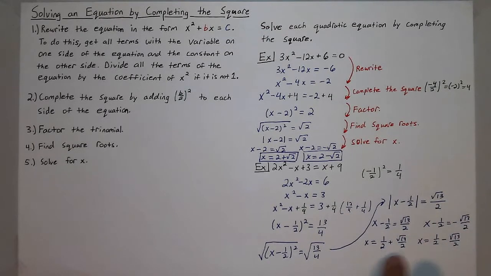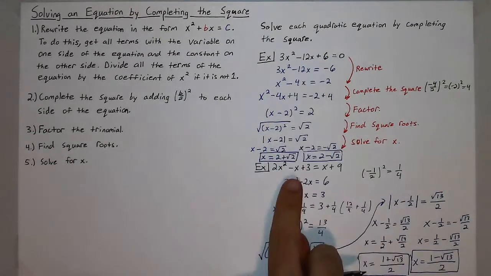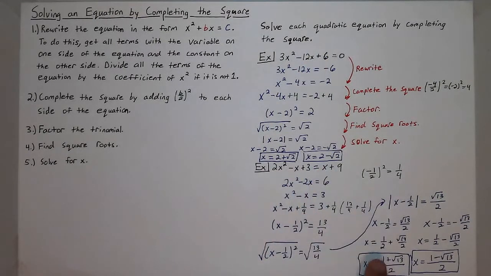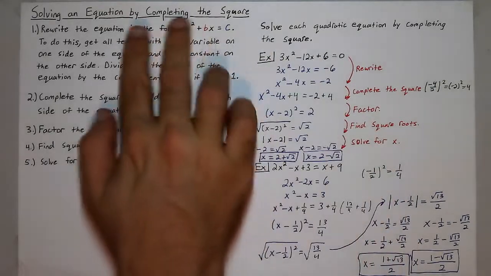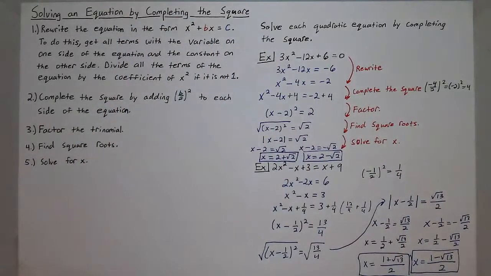And since I have a common denominator, I can write my answer as x is equal to 1 plus the square root of 13 all over 2. And my other answer can be written as x is equal to 1 minus the square root of 13 all over 2. So as you can see, these problems were probably not factorable since our answers had these radicals in them. So whenever you cannot factor a quadratic equation, then you'll have to resort to completing the square to solve it. And that is how you solve an equation by completing the square.